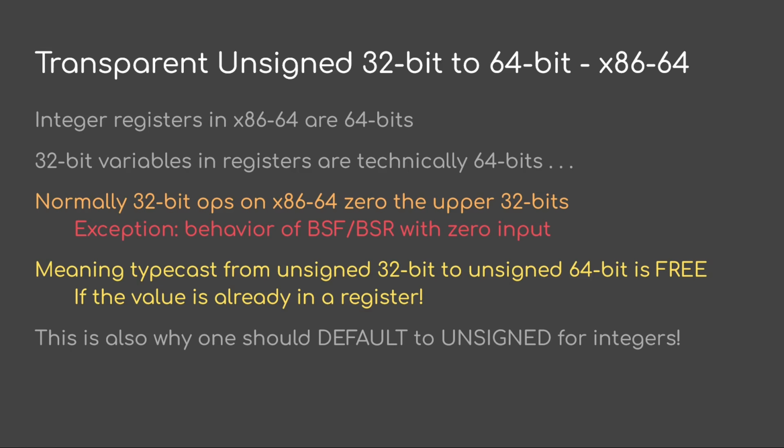So a typecast from unsigned 32-bit to unsigned 64-bit is free. This holds if the value is already in a register. This is also why one should default to unsigned for integers.